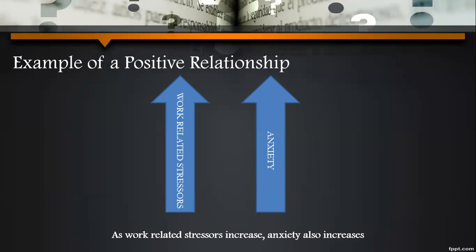So as the independent variable increases, the dependent variable also increases, but it can also be the other way around, right? So as work-related stressors decrease, anxiety also decreases. Okay, so as the independent variable decreases, the dependent variable decreases. So the idea is that either they're both going up at the same time or down at the same time, okay, but both in the same direction.